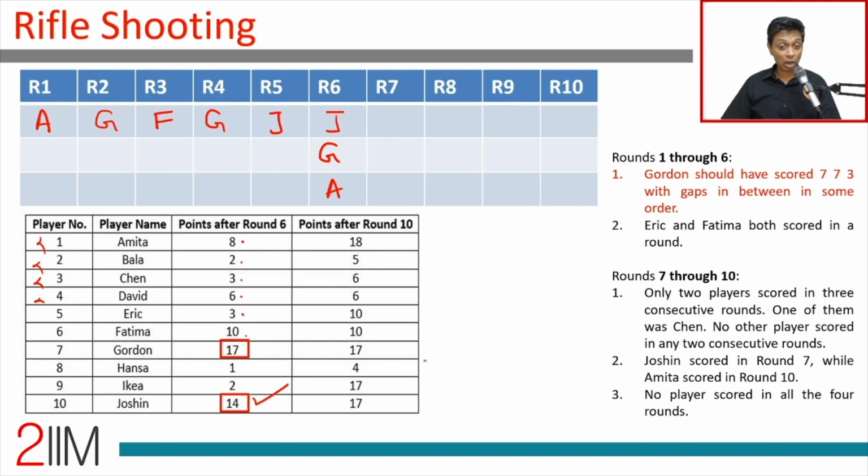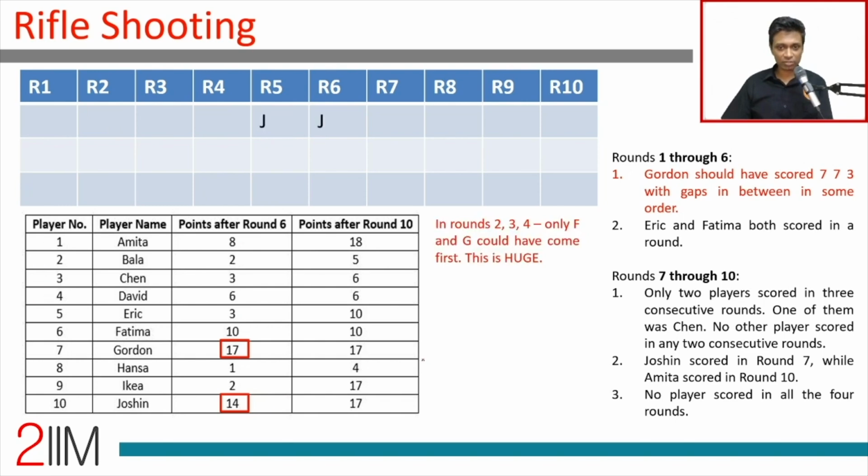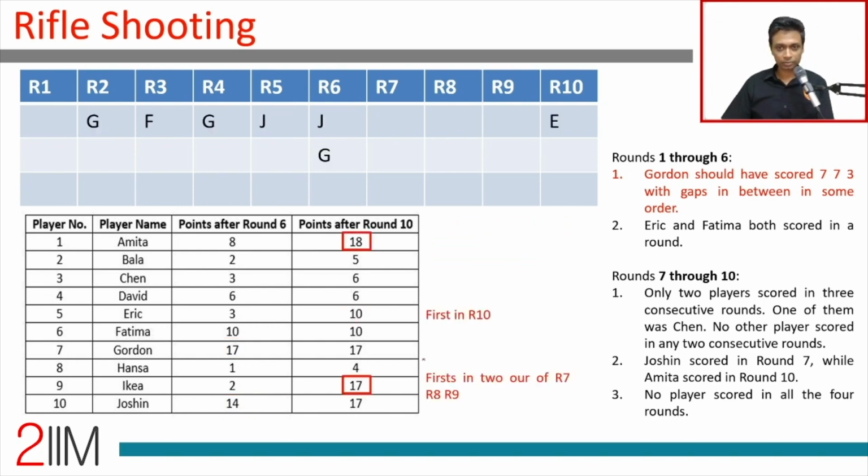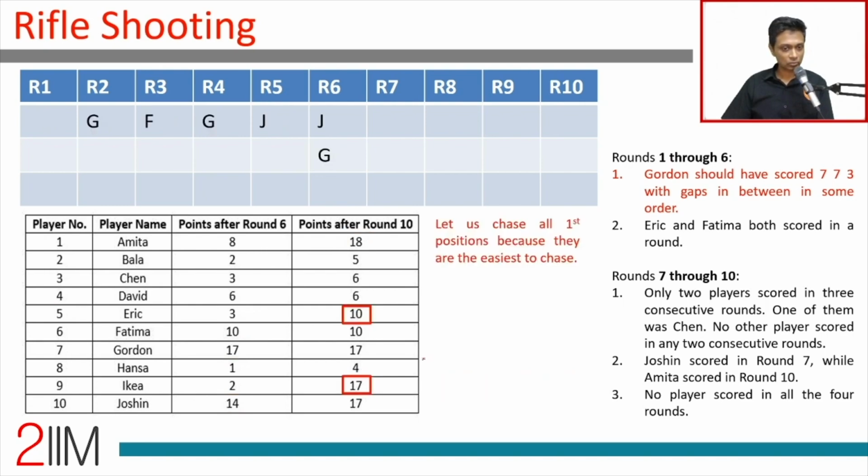Brilliant. So we've accounted for a bunch of these first place finishes. Let's fill all of those in. And now I'm going to chase all the first positions. This we already know is A. We know these are G, G and G, 2 Joshes.